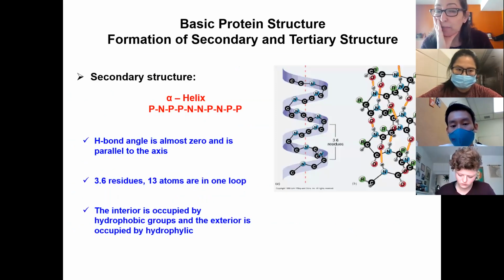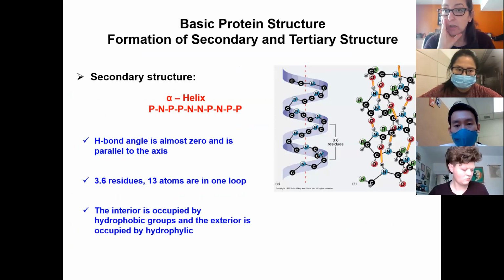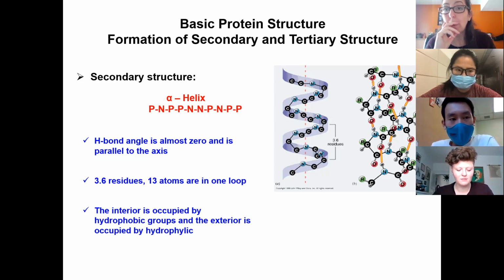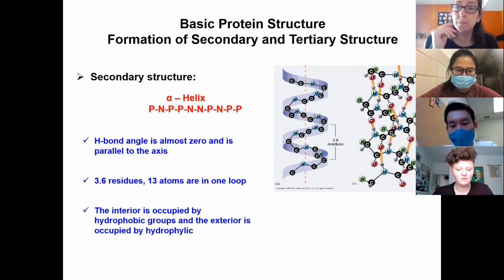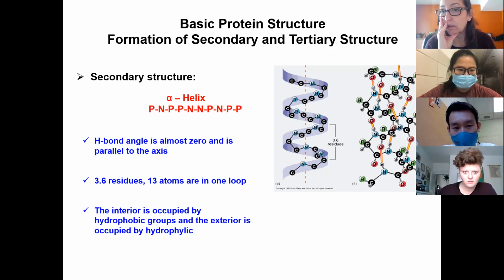So we talked about the primary structure and the potential folding. I want to dive a little bit into the secondary structure. So there are different secondary structures that can form. You have alpha helix, beta sheet, beta turn, random coil. So all of these are under the category of secondary structure.